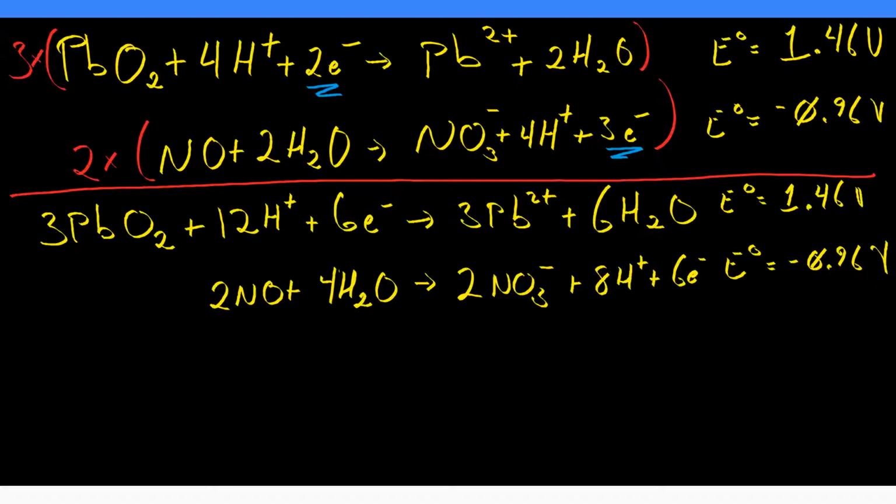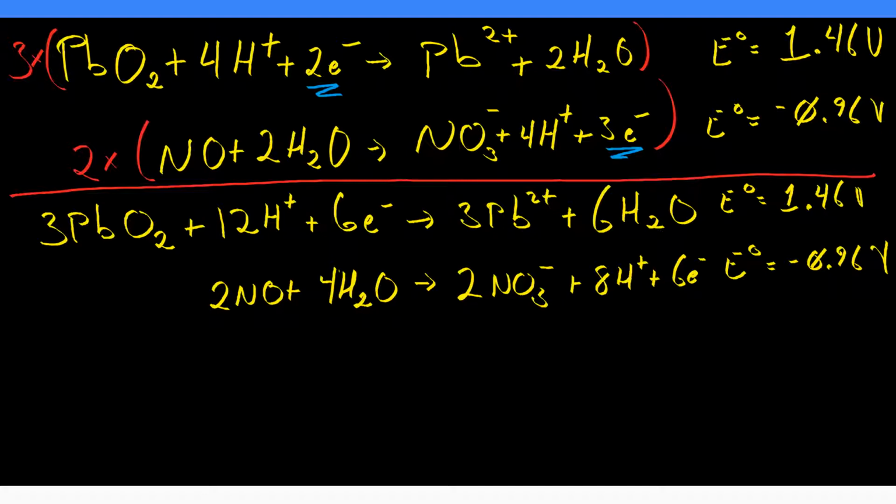3 PbO2 plus 12H+ plus 6e- yields 3 Pb2+ plus 6 water, with a potential of 1.46 volts. And 2NO plus 4H2O yields 2NO3- plus 8H+ plus 6e-, with a potential of negative 0.96 volts.